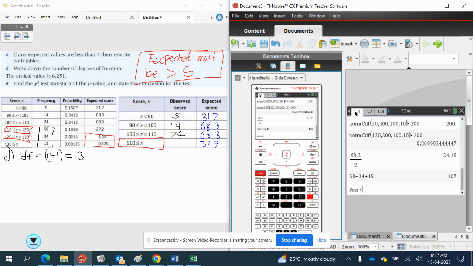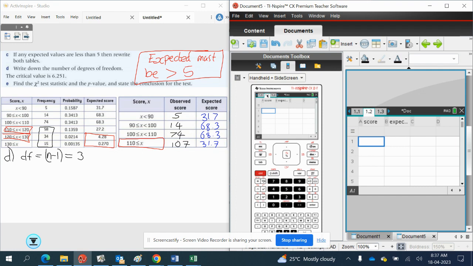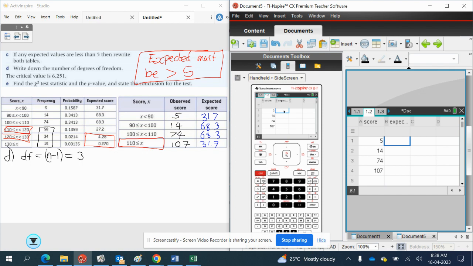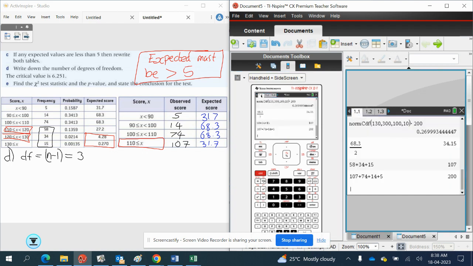Let's just verify that we've not made a mistake. We'll add all the values, should be 200. There we go, 107. So type those in: 5, 14, 74, 107. We're expecting 31.7, 68.3, 68.3, 31.7. So we've entered in our data in our table.